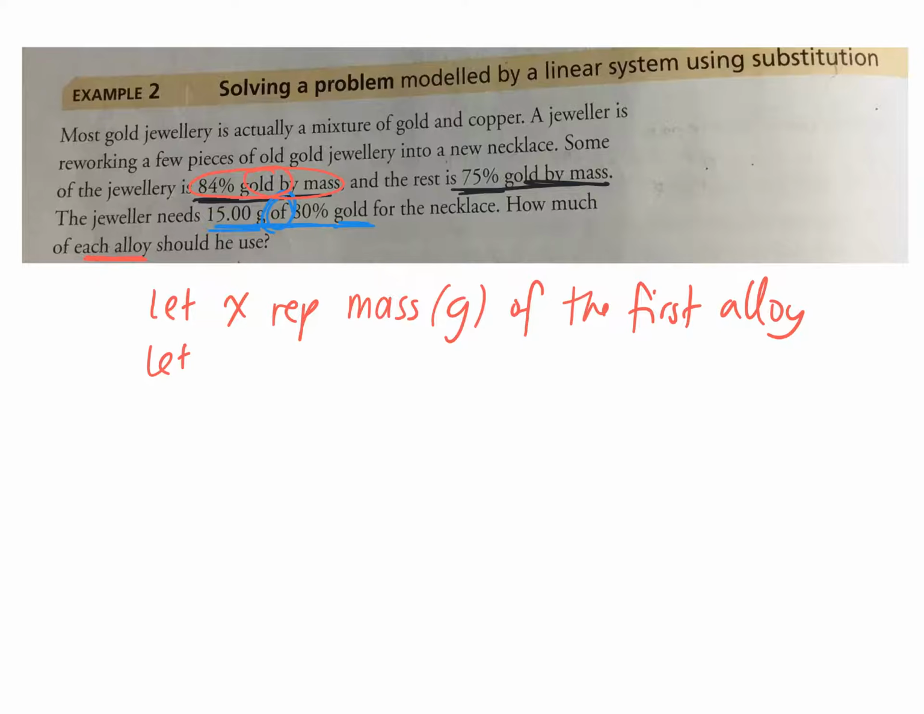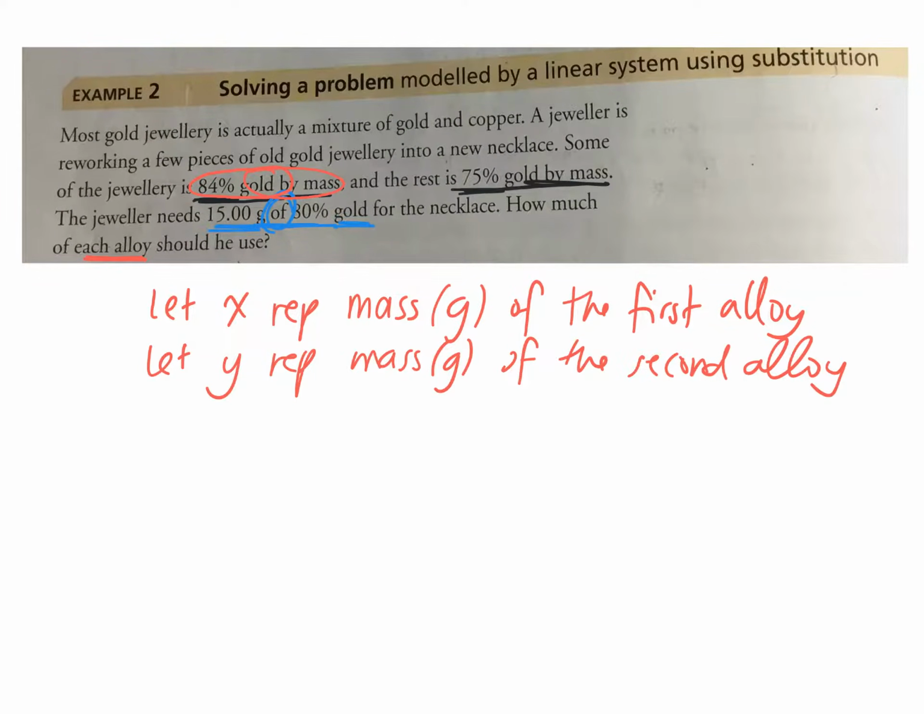And then let's choose another variable. Let Y represent the mass in grams of the second alloy. Okay, just start with defining your variables. Figure out what you are trying to find out in this question. Once we come up with the two variables, we can figure out one of the equations.